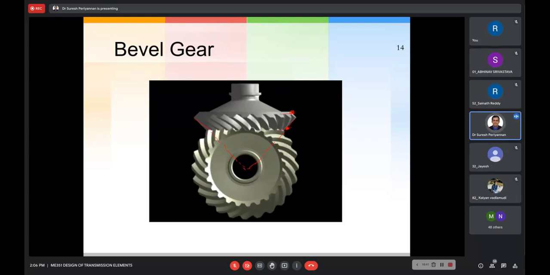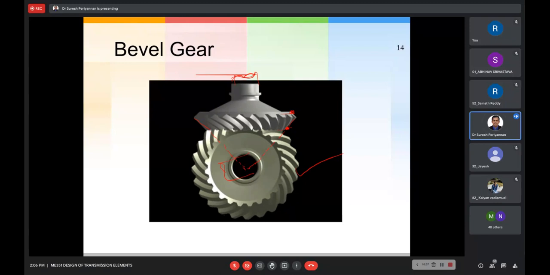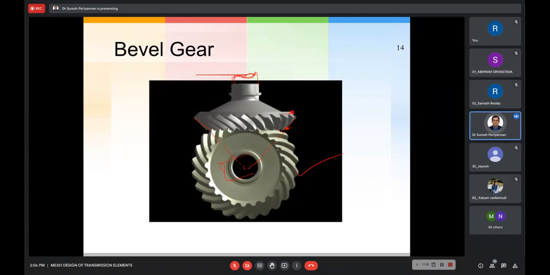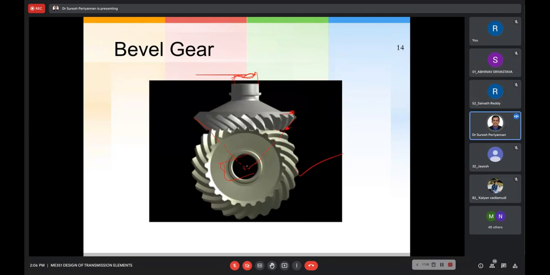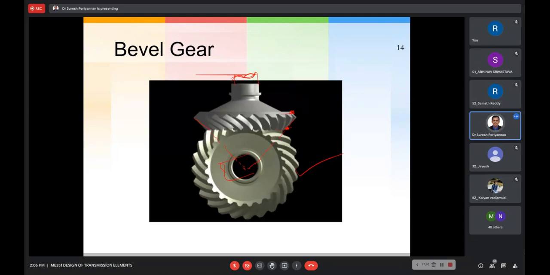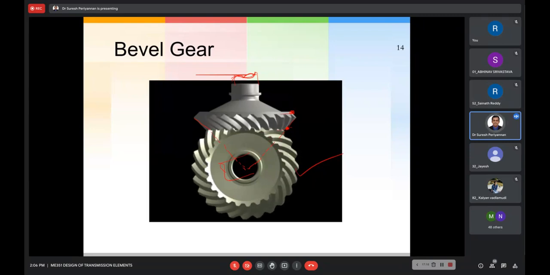Bevel gears are normally used for shafts at right angles to each other. This is shaft one, this is shaft two. The two shafts are at right angles to each other, especially in our differential unit, which we already discussed and you might have studied in basic mechanical engineering. Bevel gear plays a very important role there, transmitting power between two perpendicular shafts.